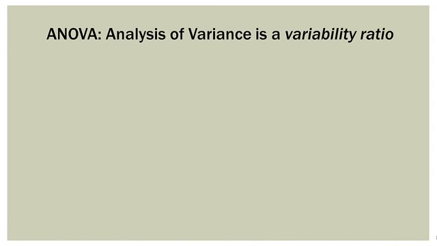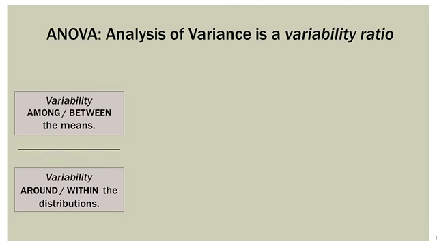So at its heart, ANOVA is really a variability ratio. It is a ratio of the first type of variance we saw, the variability between the means, over the variability within the distributions. That's the second type we saw when we stretched each sample distribution out. So it's just a ratio. It is between variance divided by within variance.